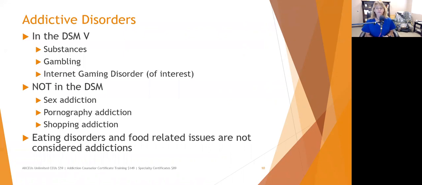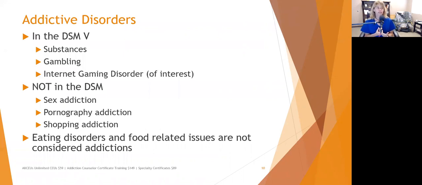Eating disorders and food-related issues are not considered addictions. Although they often, very, very often, co-occur with substance use disorders, it's important to recognize that they are not addictions.